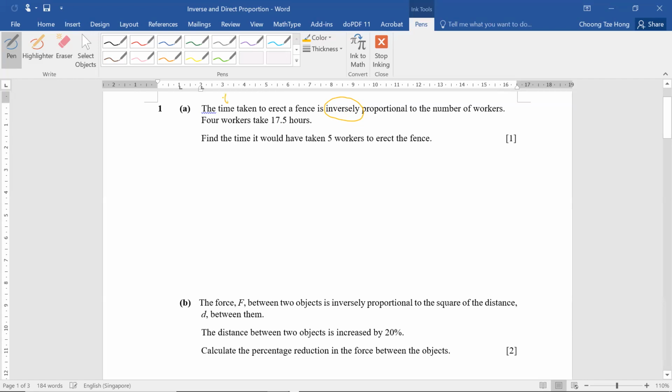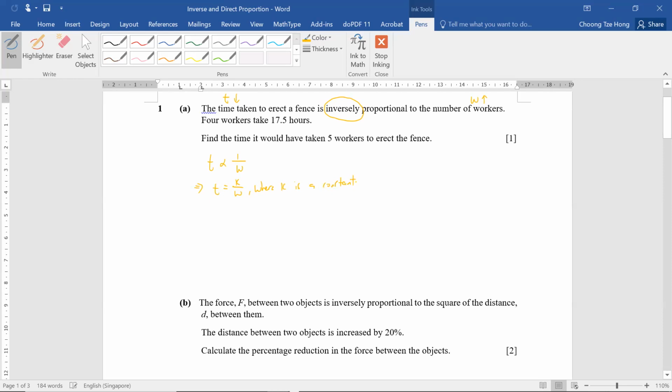Because let's say we let the time be T and the number of workers be W. If you have more workers doing the same job to erect the fence, then the time should go down. So when one quantity goes up and the other one goes down, then there's inverse proportion. Anyway, we are told that it's inversely proportional. So T is directly proportional to 1 over W. This means that if we were to write it in equation form, T will be K over W, where K is a constant.